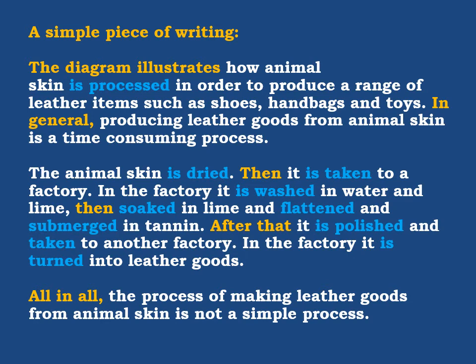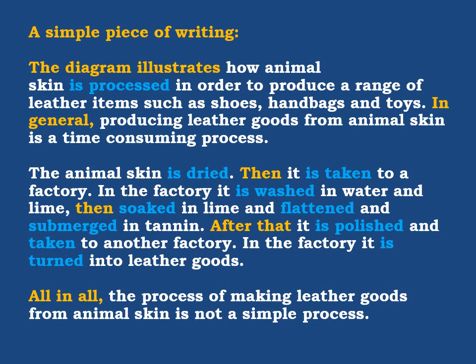All right. After that, it is polished and taken to another factory. Here, two steps together: polished and taken to another factory. And I want you to focus on the verbs used. All of them are used in the passive. Okay, is washed, is dried, is taken. But here there is something important. If you use two steps in one sentence, you use the verb to be with the first verb, but the other verbs you do not use the verb to be.